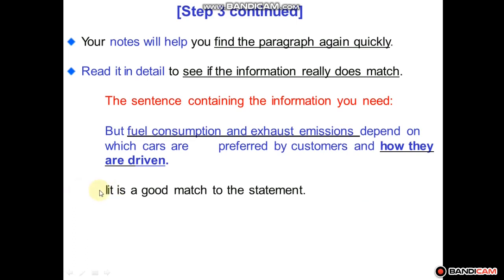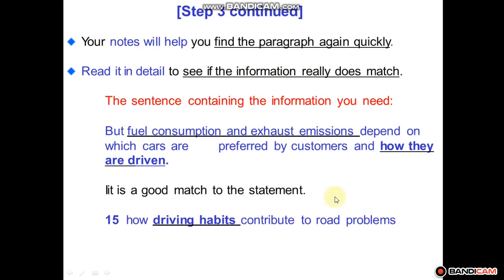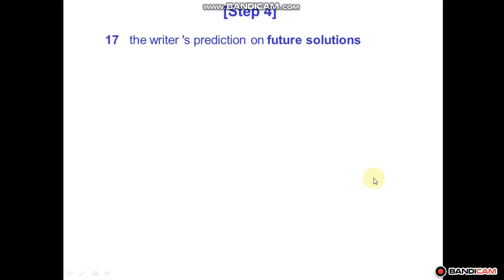Now, sorry, this is a mistake. It is a good match to the statements. How? Look. Now, this is the statement. Look at the keywords driving habits, and here it is paraphrased: how they are driven. Contribute to road problem. So, in this way, the answer is F. We find this information in paragraph F because of these keywords, this matching information, this idea there. All right. Now 17.